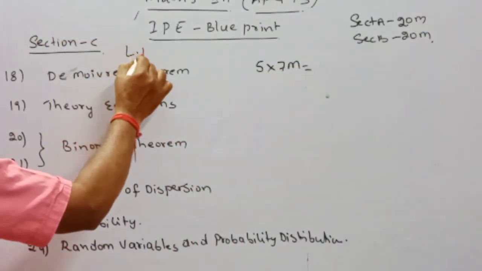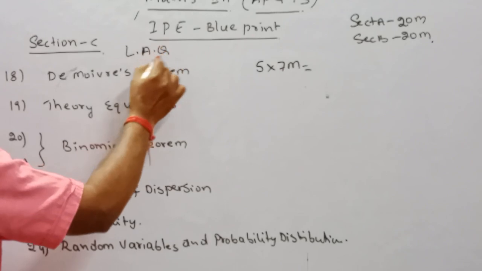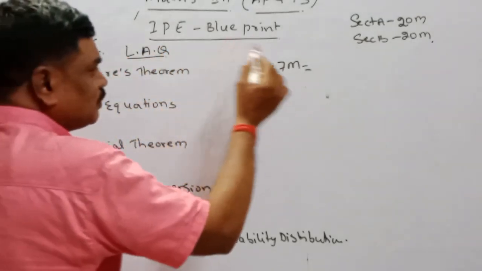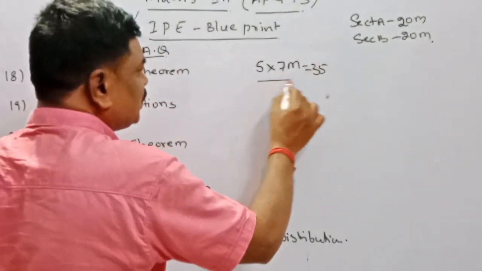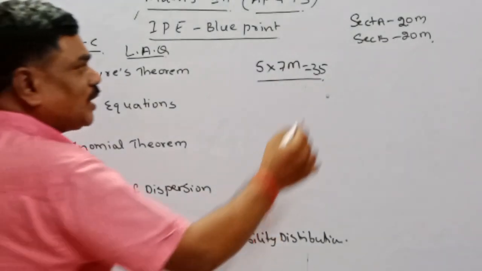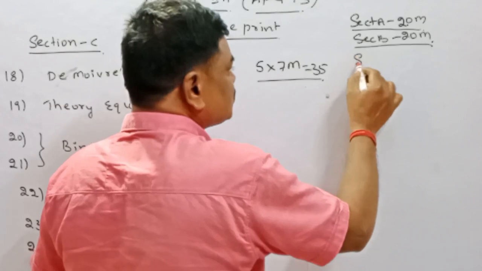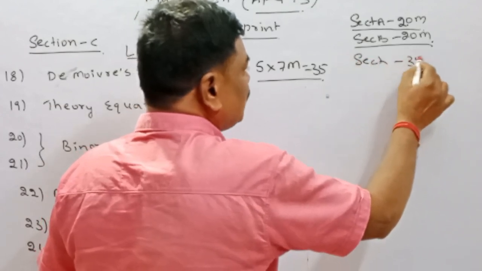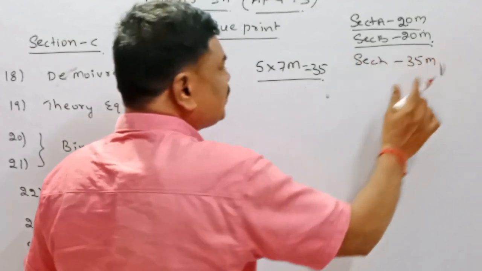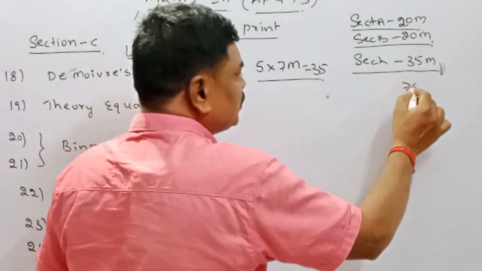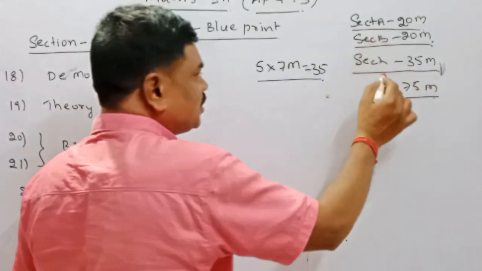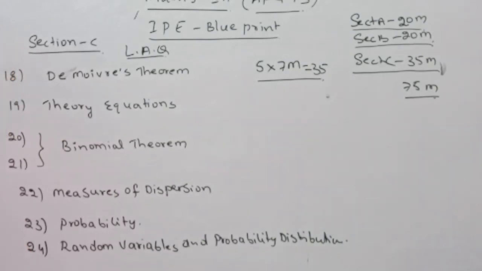These are long answer questions, each carrying 7 marks. 5 into 7, totally 35 marks. So Section A carries 20 marks, Section B carries 20 marks, and Section C carries 35 marks. Totally 75 marks across 3 sections.